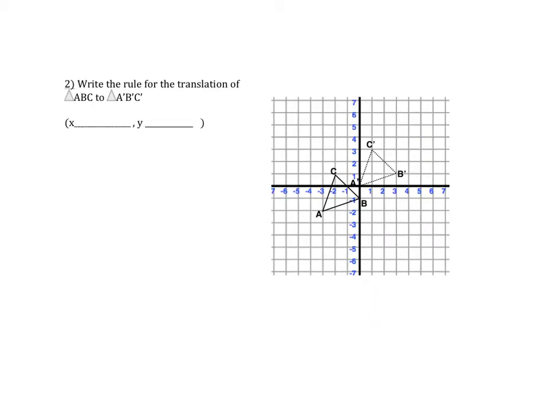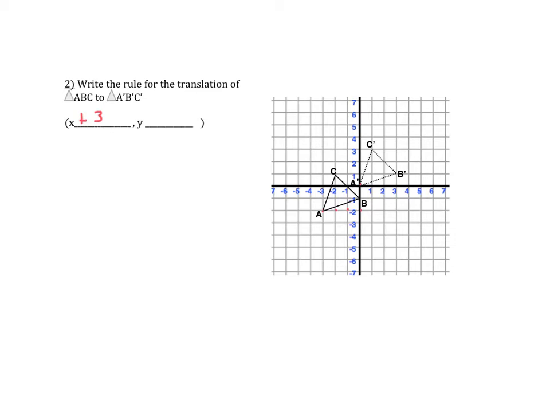Okay, in our second example, we have a little bit of practice with writing the rule of the translation of triangle ABC to triangle A prime, B prime, C prime. So it's important when you're writing the rule that you start with A and you go to A prime. Okay, so we don't want to do it backwards and start at A prime and go back to A. So if we're just writing the rule, we want to ask ourselves, are we moving left or right for the x value? And we are moving to the right 3. So that would give us x plus 3 as the first part of our rule.